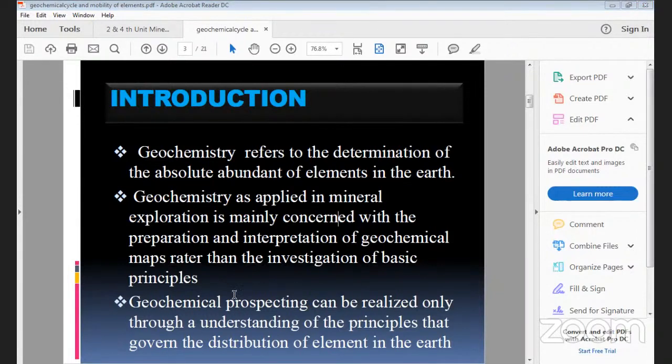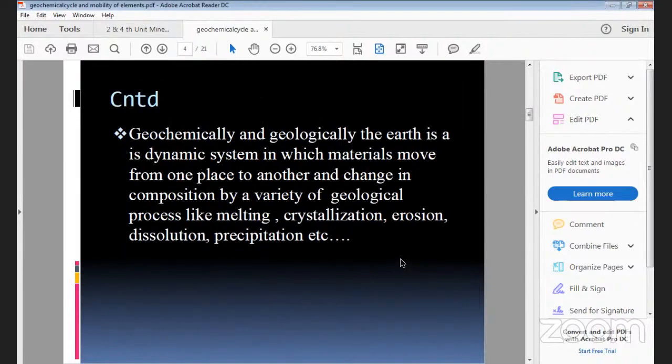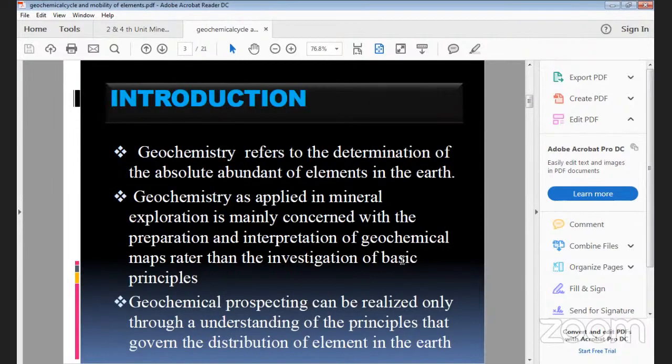Coming to the geochemistry point of view, geochemistry refers to the determination of the absolute abundance of elements in the Earth. Geochemistry can be applied in mineral exploration. Mainly, it is concerned with the preparation and interpretation of geochemical maps and investigation of the basic principles. Geochemical prospecting can be realized only through understanding the principles that govern the distribution of elements in the Earth.